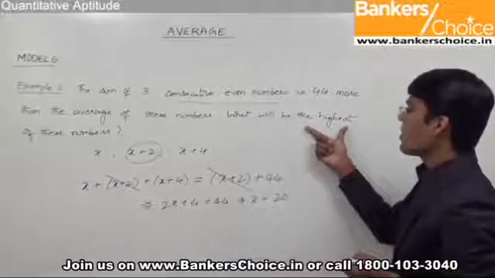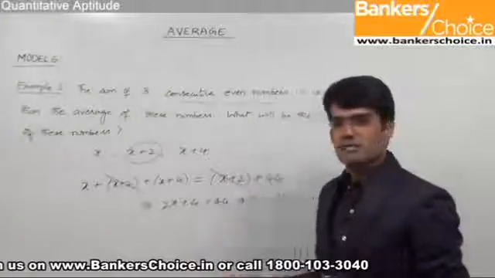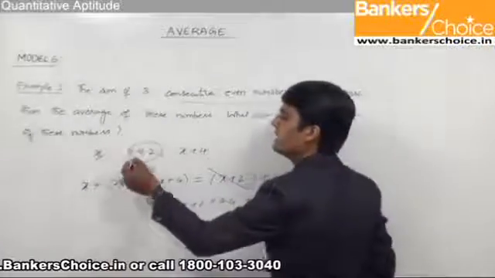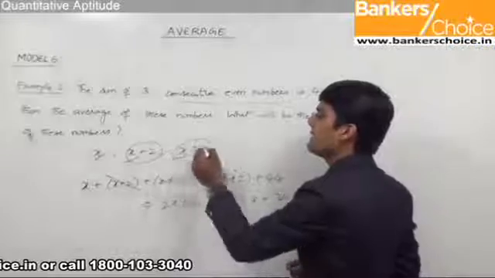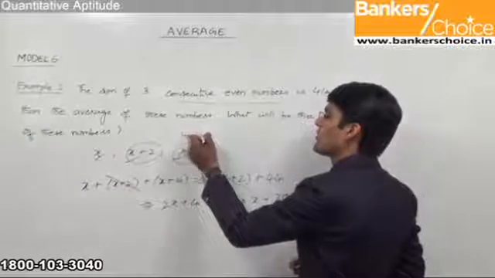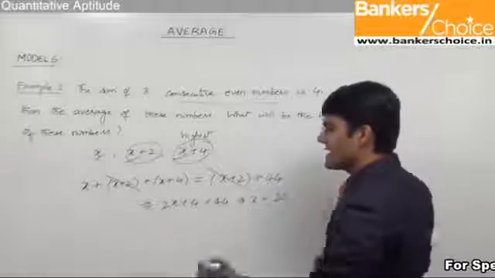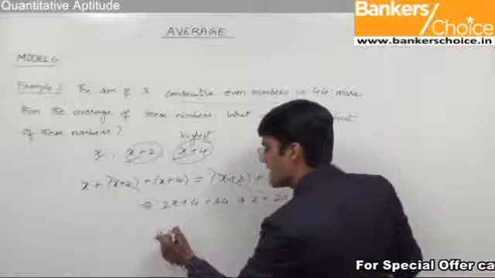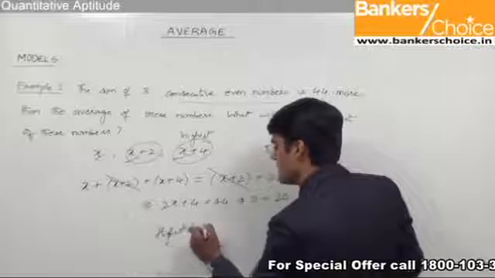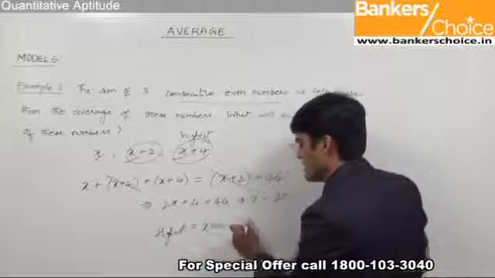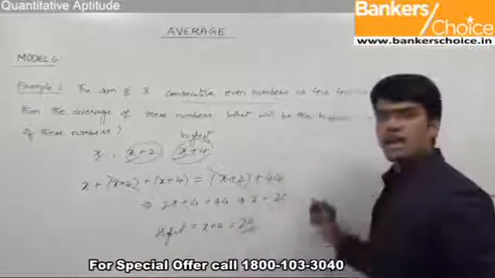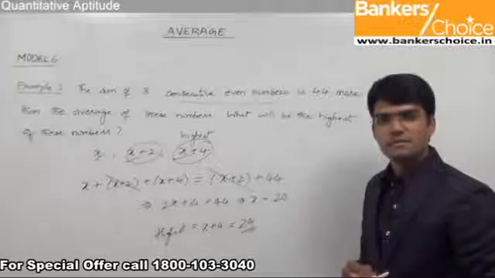And the question is, what will be the highest of these numbers? Very clearly, out of these 3 consecutive numbers, the highest number is x plus 4. So we are supposed to find out what is x plus 4. We know that x is equal to 20. So we can say that the highest number will be equal to x plus 4, that is 24. So the answer for this question will be 24.